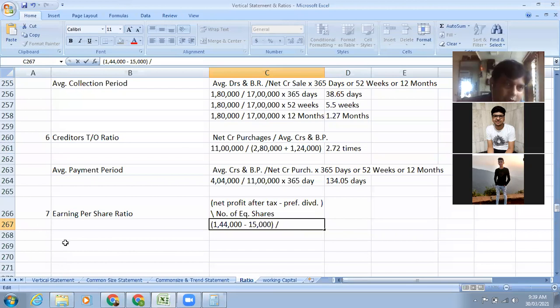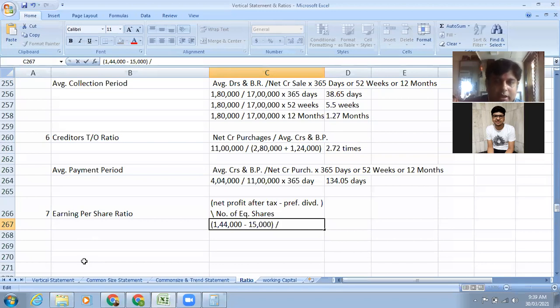Likewise, you can calculate all the combined ratios. It's very simple. Yes or no? Yes. Complete all of them, only two or three are remaining, and keep all the questions ready by next week. Did you get the number of equity shares? I think after this there is the price earning ratio, then dividend ratio, then debt service coverage ratio and interest coverage ratio.